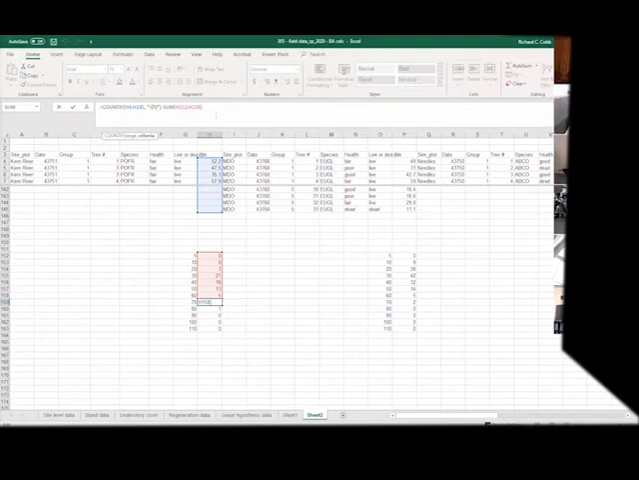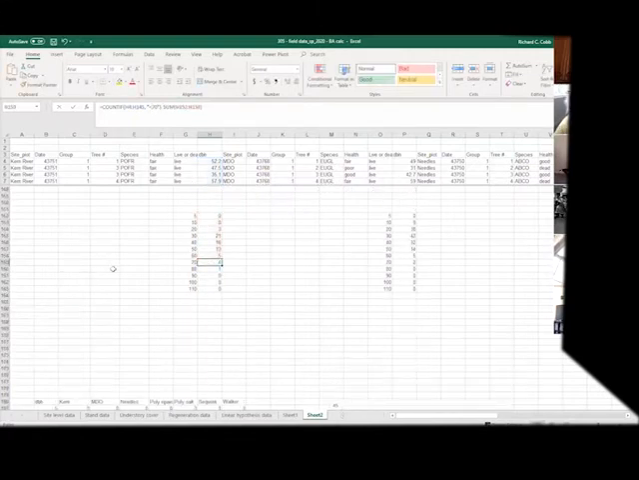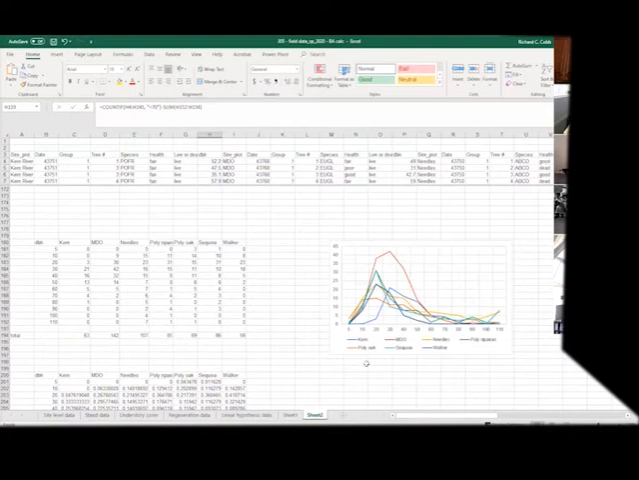So anyway, there are many ways of doing a size class distribution analysis. This is one way. Like I said, I did record a video about it. And then what you end up with are graphs like this, and this is just showing the size class distribution for each of these stands.